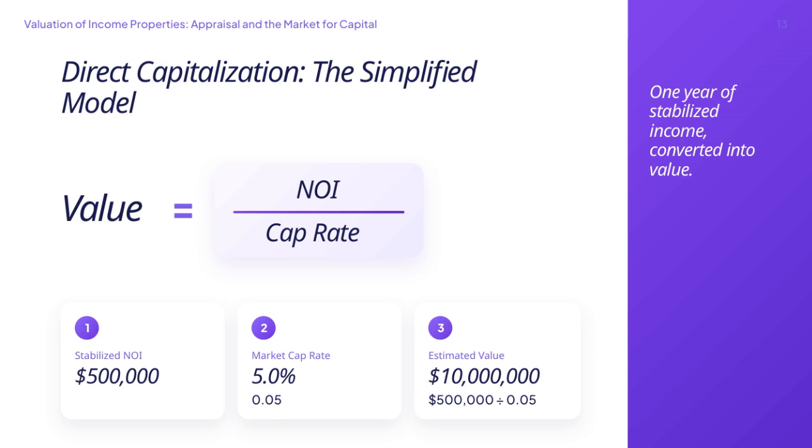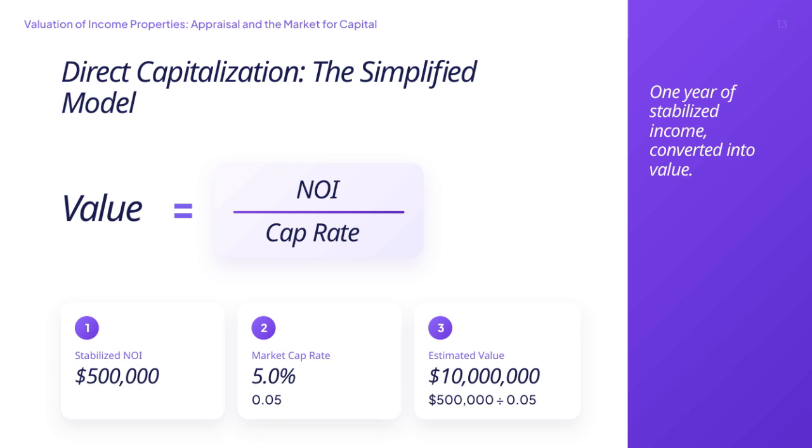This method provides a quick and effective way to gauge the market value of a property based on its income potential and current market conditions. It's important because it links income generation directly to what investors are willing to pay, reflecting both the property performance and overall market risk.